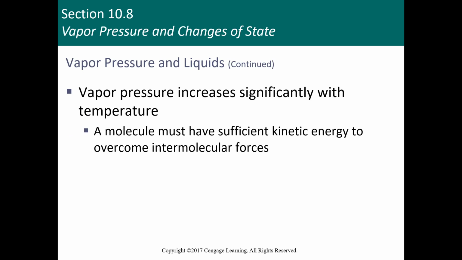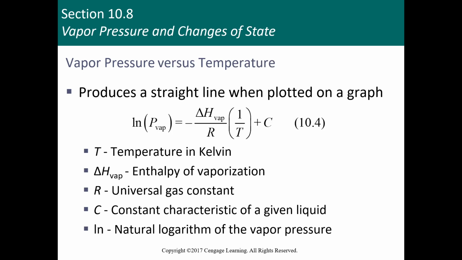Vapor pressure increases significantly with temperature. So as you increase your temperature, your vapor pressure will shoot up quickly. This is actually why things boil when you get them to a high enough temperature. Things boil when their vapor pressure equals the atmospheric pressure, and that's actually the definition of boiling and boiling points. You may not remember that from last semester, but that's okay. We gave it to you again. A molecule must have sufficient kinetic energy to overcome its intermolecular forces to break away and join the vapor phase.